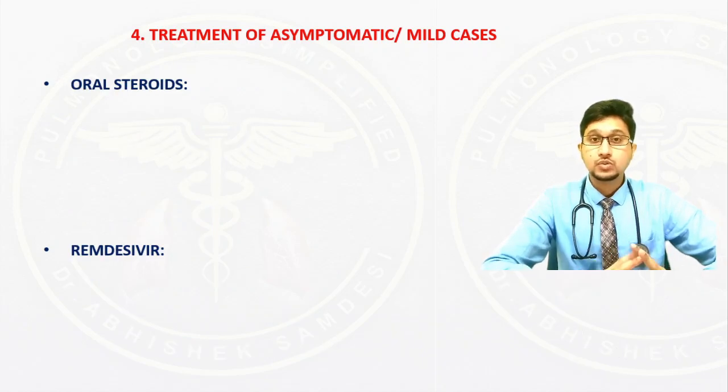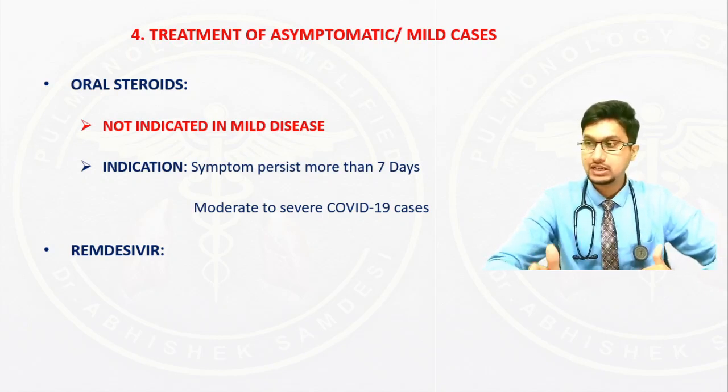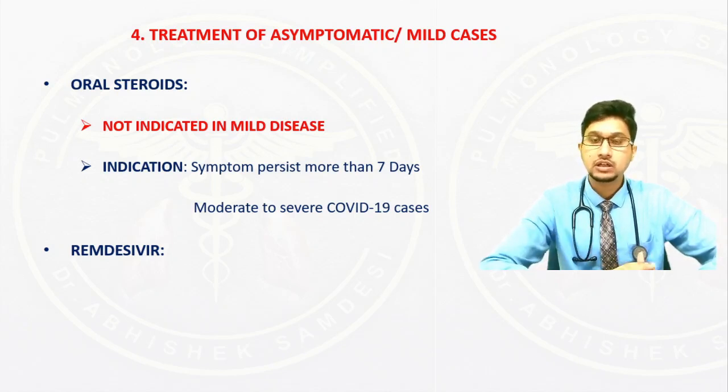The next thing is when to start the patient on oral corticosteroids. Oral corticosteroids are not at all indicated in mild disease. The indication is when the symptoms last more than 7 days, and it is reserved for moderate to severe cases. If the saturation drops below 94 or 93%, they are potential candidates for whom oral corticosteroids can be started, and this will be started by the doctor. Do not take independent decisions on oral corticosteroids. Always ask your pulmonologist or your physician.